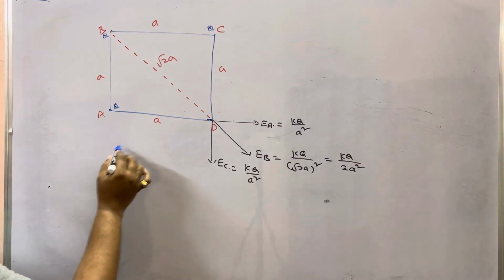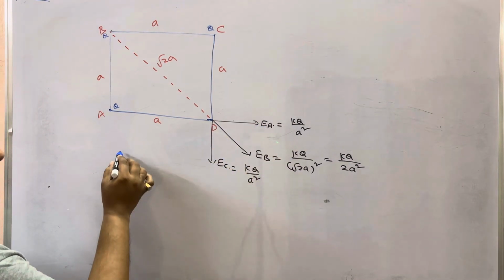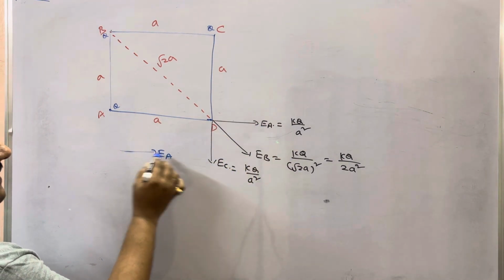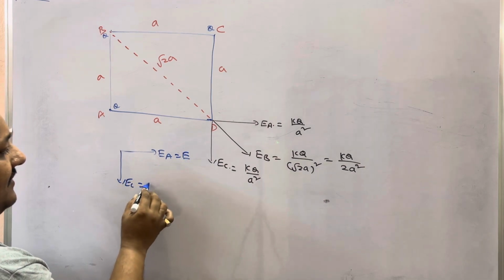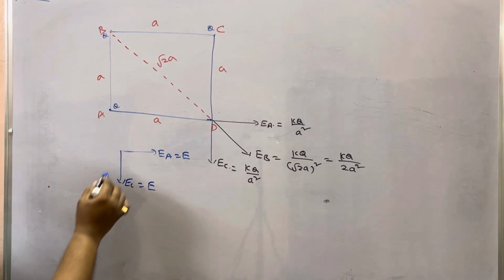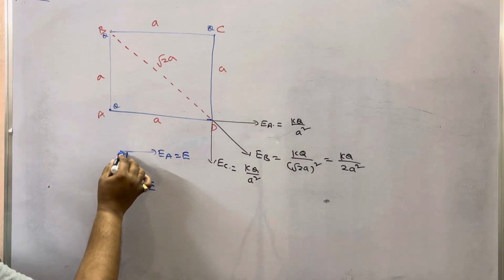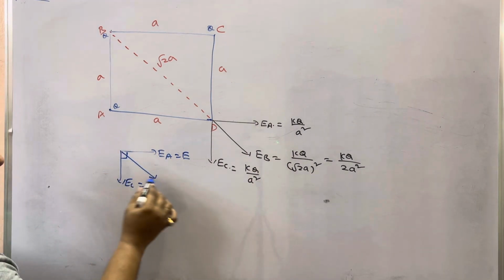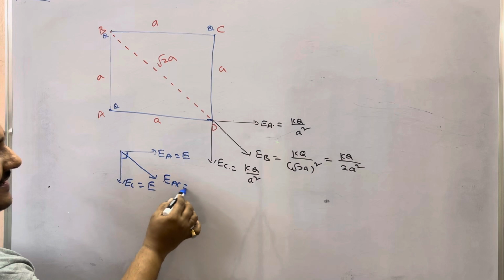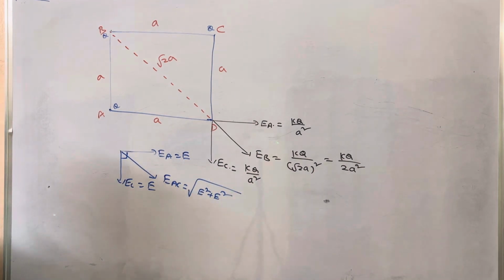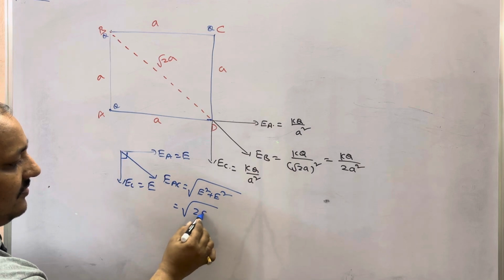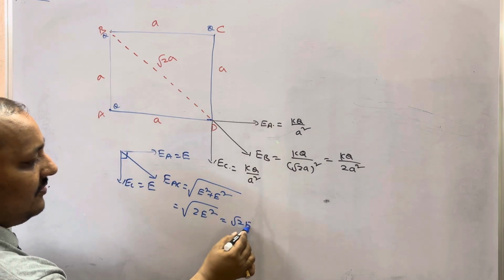So if you want to find it, first we'll find the resultant of EA and EC. EA and EC are both going to be the same. I am taking it as E. What is the angle between these two? 90. Therefore, the resultant of A and C, EAC, is equal to root of E square plus E square. What you will get? Root 2 E square, root 2 E.